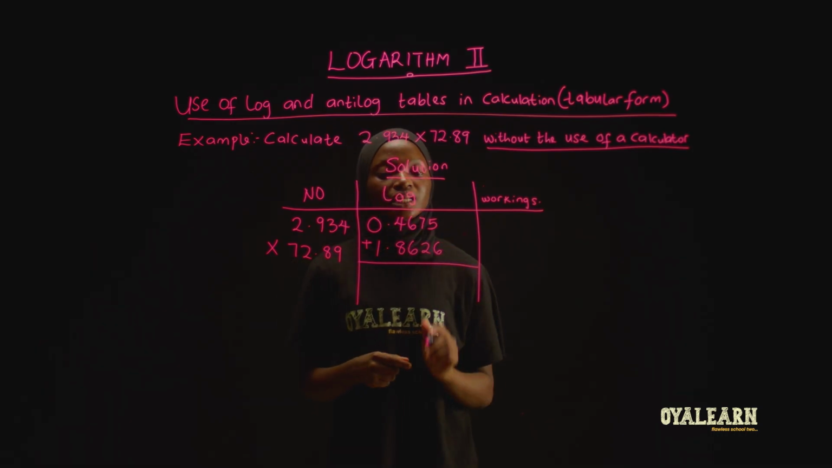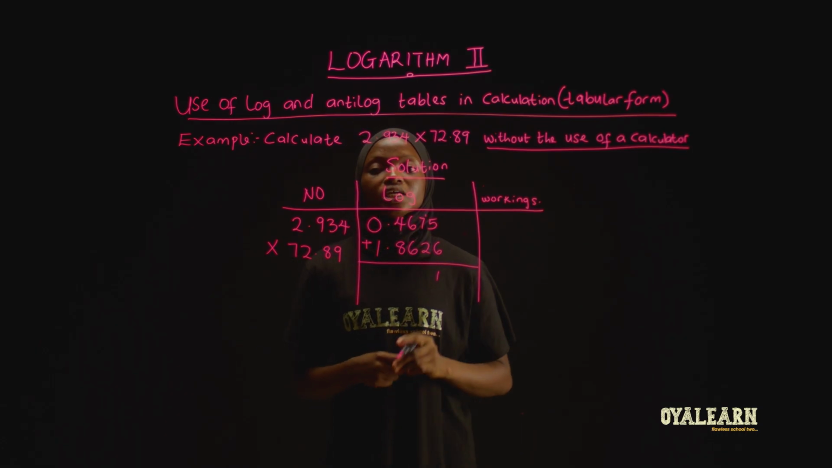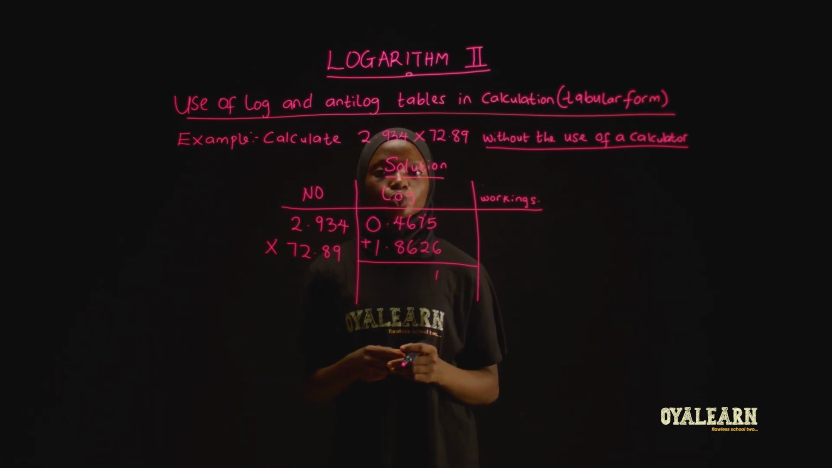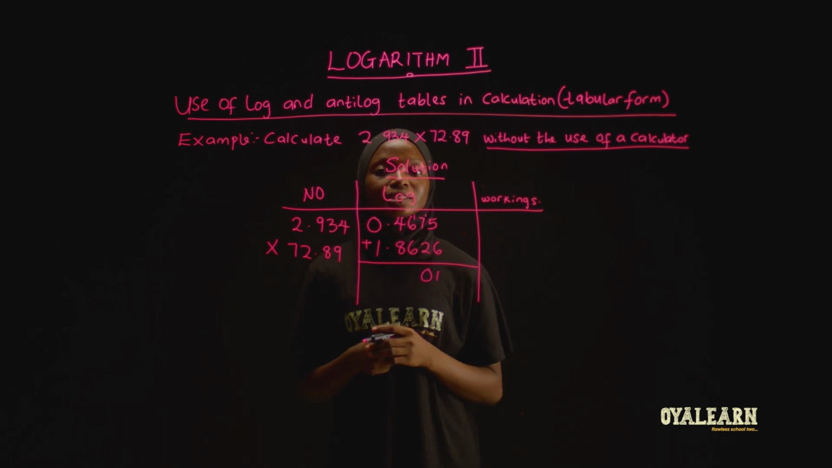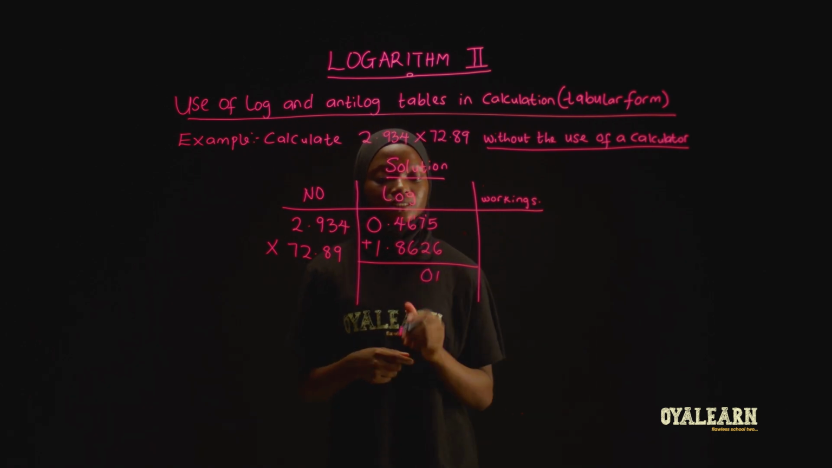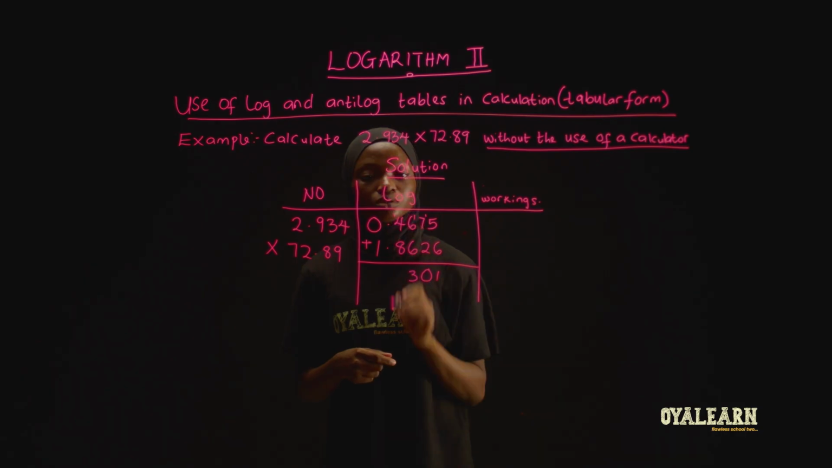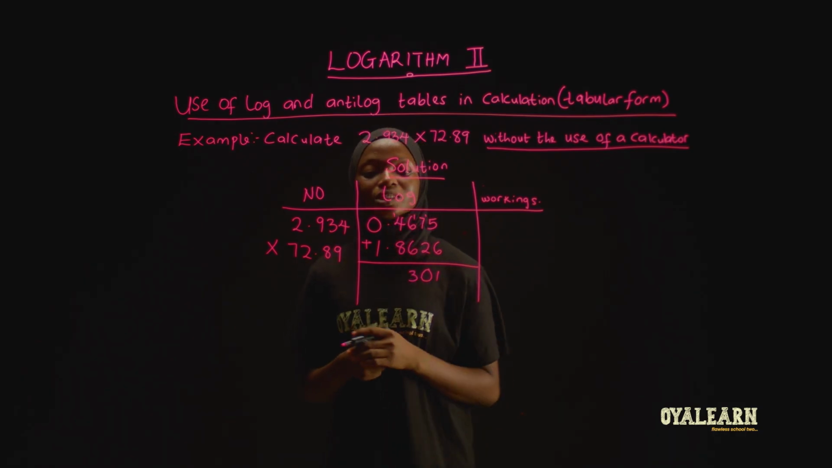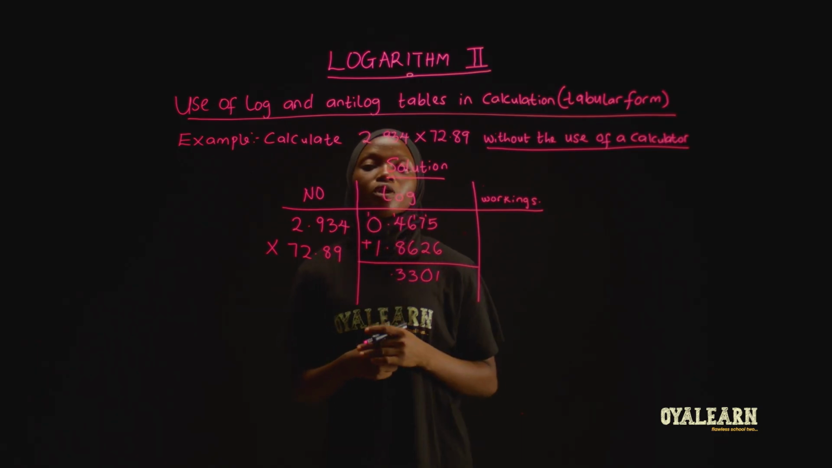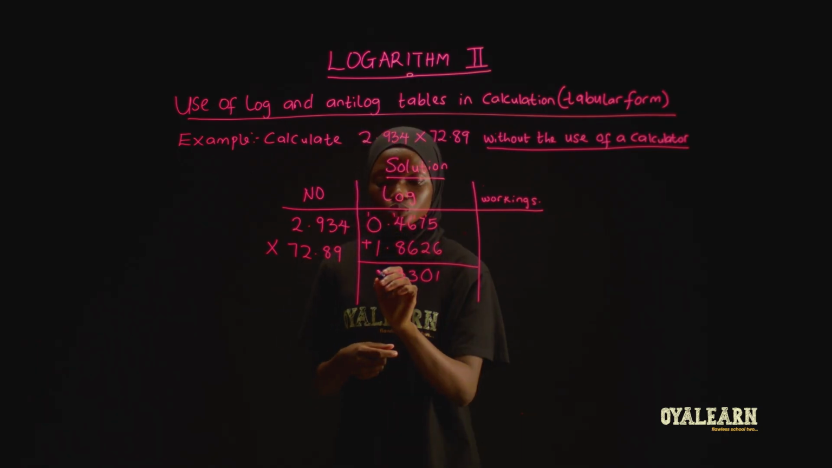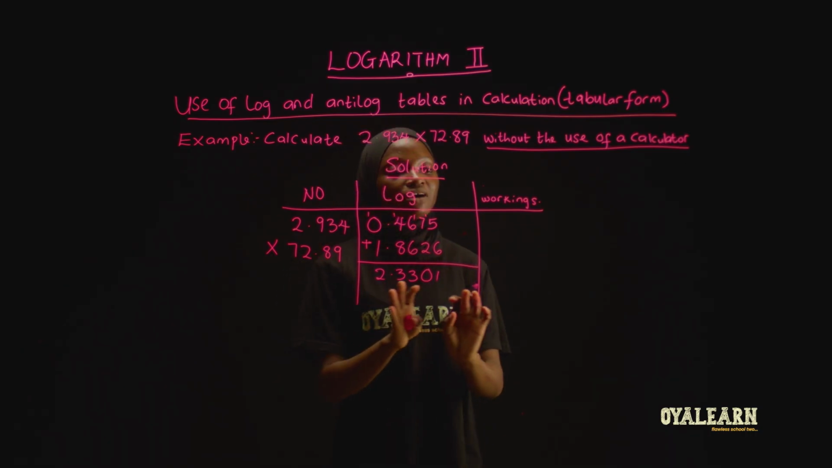Now we add it up. 5 plus 6, that's 11, 1, we take 1. 7 plus 1, 8, plus 2, 10. So we write 0, we take 1. 6 plus 1, 7, plus 6, 13. We write 3 and we take 1. 1 plus 4, 5, plus 8, that gives us 13. 3, we take 1. 1 plus 0, 1, plus 1, 2. Now here we have the final value for our logarithm.